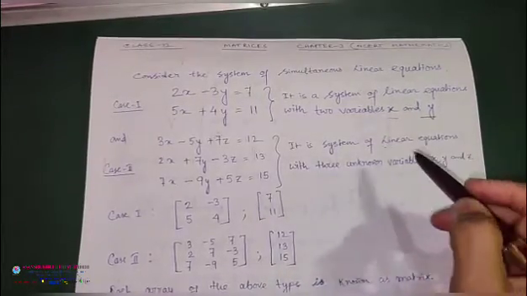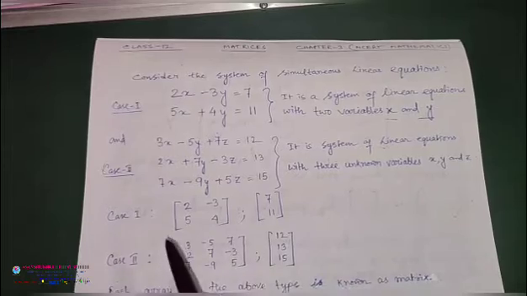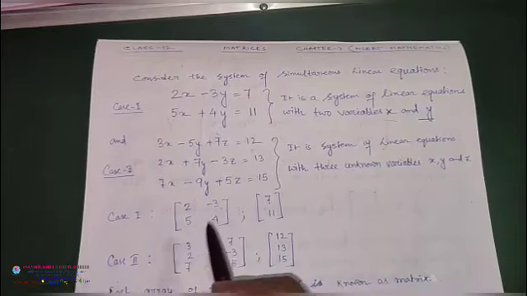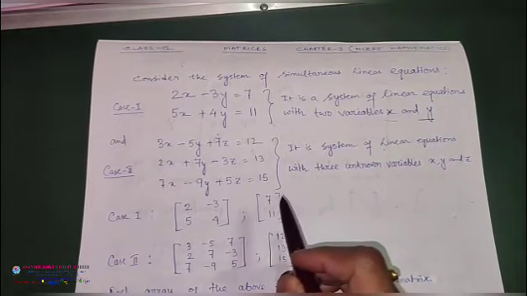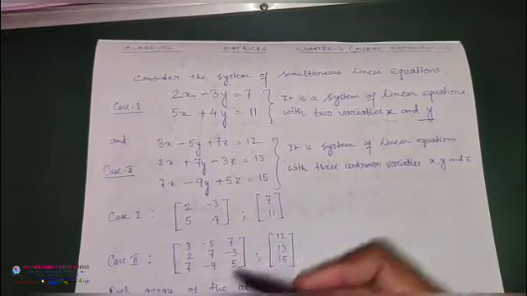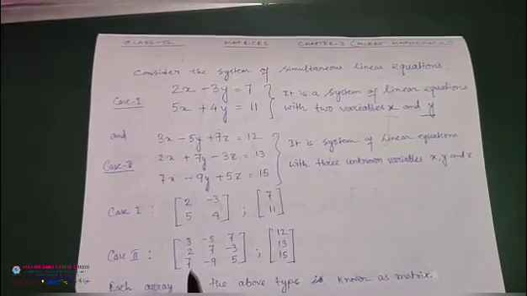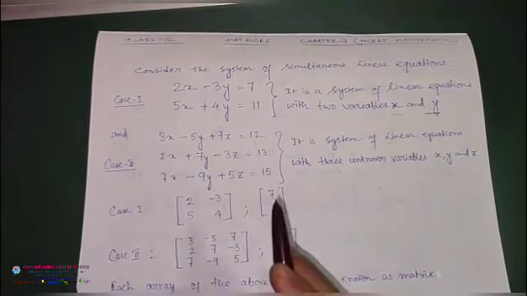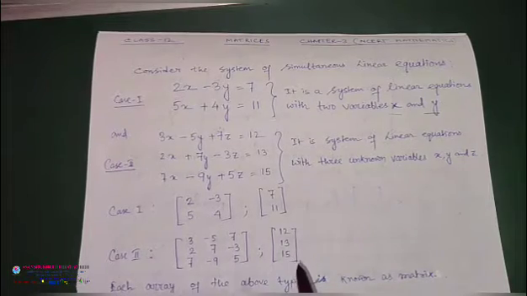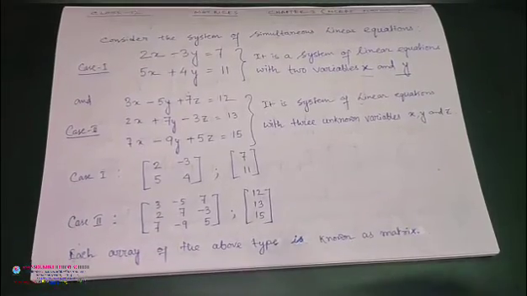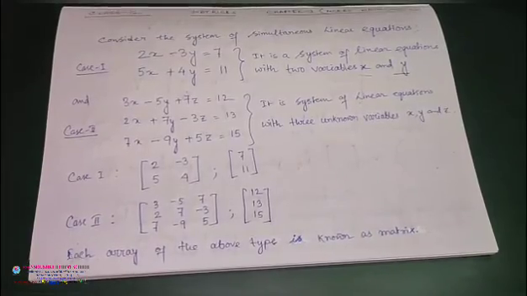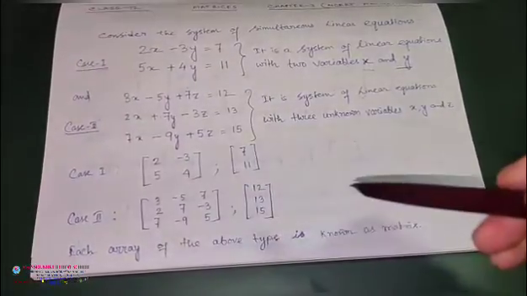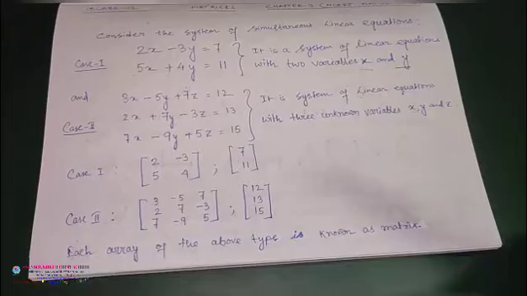Now if we represent these two cases in matrix form, the LHS of the first case we can write like this: 2, minus 3, 5, 4, and the RHS we can write like this: 7, 11. Similarly for case 2, the LHS we can write like this: 3, minus 5, 7, 2, 7, minus 3, 7, minus 9, 5, and the RHS of case 2 we can write like this: 12, 13, 15. Each array of the above type is known as a matrix. That means the arrangement of such type in rows and columns we can say is a matrix.